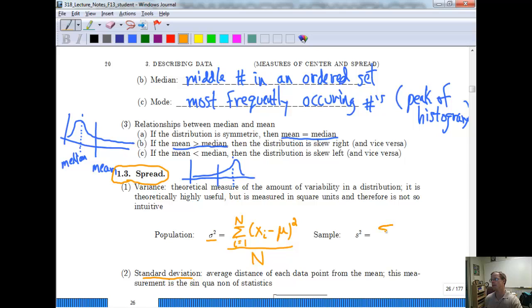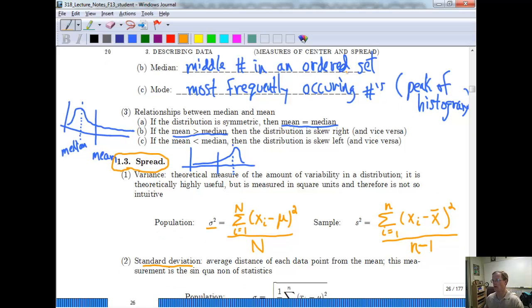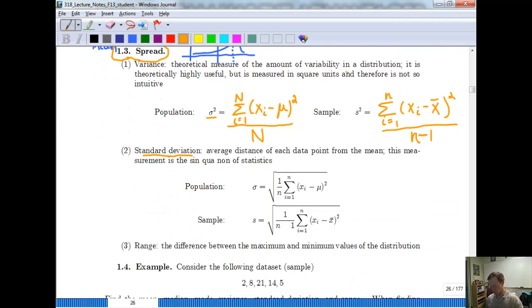Whereas the sample variance is the sum of xi, 1 through n, xi minus x bar, the sample mean, all squared. And we divide by this funny little n minus 1, not n. Comment on that in a little bit. Okay, that gives us the variances. Now, again, standard deviation is just the square root of the variance. So I'm taking my square roots here. Everything looks good. Okay, that's going to do it.